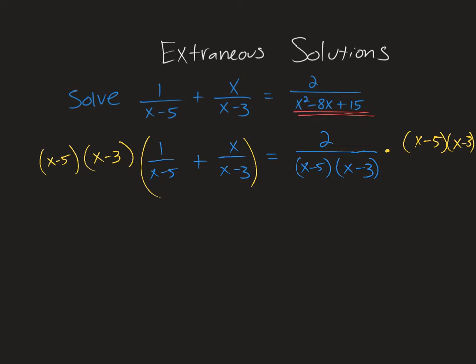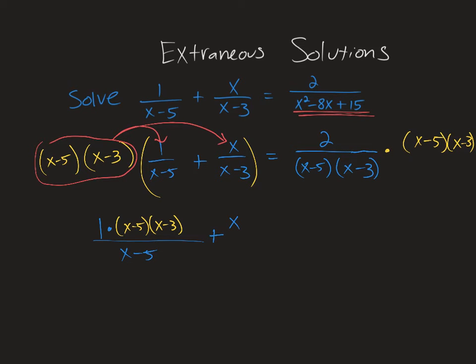Now, I'm not going to simplify this. I know that you want to simplify this, but I'm not going to do it just yet, because I want you to see that we're going to have to take all of this and distribute that to the 1 and distribute that to the x. So just take a look at what I'm doing. I'm going to try and make it as obvious as possible. So it's going to be 1 times x minus 5 times x minus 3. And then I'm going to do it again. So it's going to be all of that over x minus 5 plus x times, and I'm going to do it in yellow, x minus 5 times x minus 3.